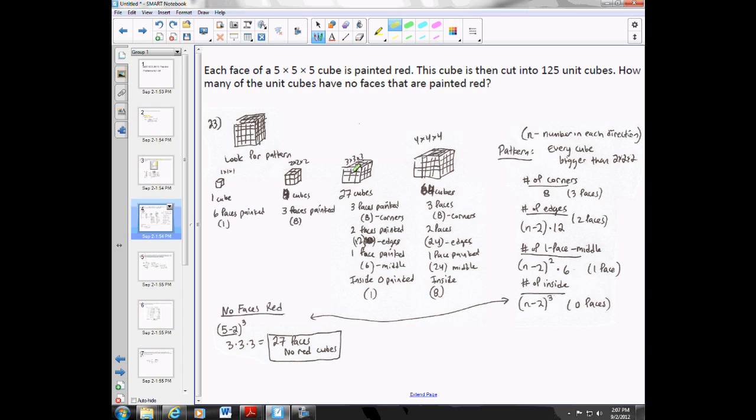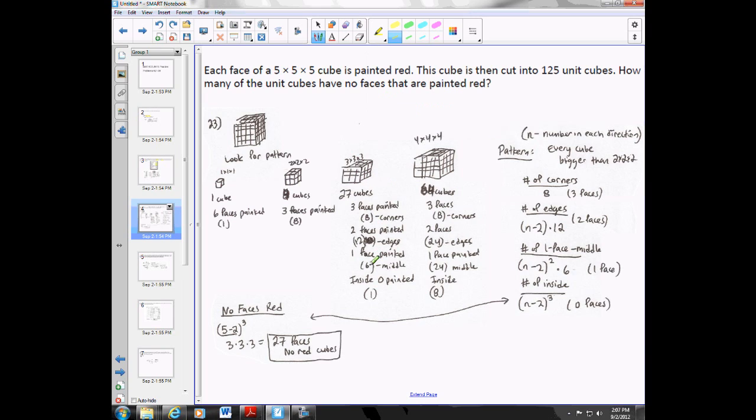Now let's look at the edges. I consider an edge like this piece. That would be an edge, that would be an edge, that would be an edge, and that would be an edge. So those would be 4 edges. Then we have 1, 2, 3 and 4 on the left side, so that's another 4. And then we have the back, so there are 12 edges, and each one has 2 faces painted. We have 1, 2, 1, 2, and so forth.